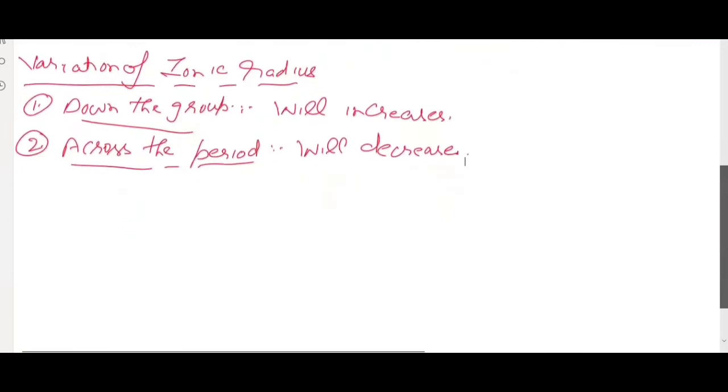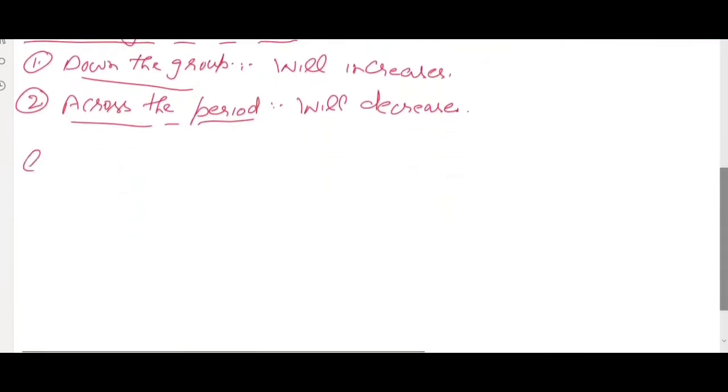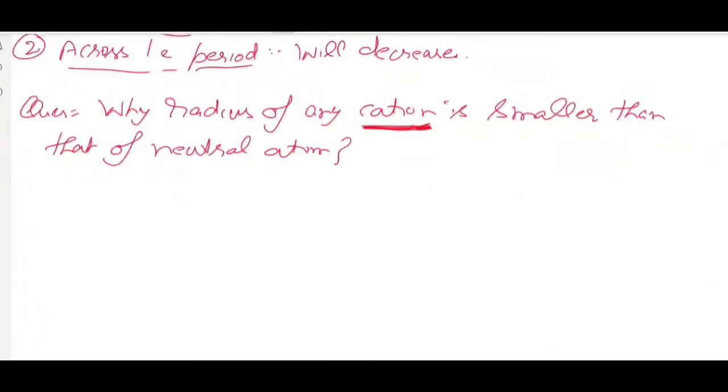Now there are three questions. First one is, why is the radius of any cation smaller than that of the neutral atom? First of all, what are cations? We know cations are charged species with a positive charge, and cations are always formed by the loss of electrons. I am taking one example. For example, this is Na. This is Na+. Na+ is a cation and it is formed by the loss of one electron from sodium.